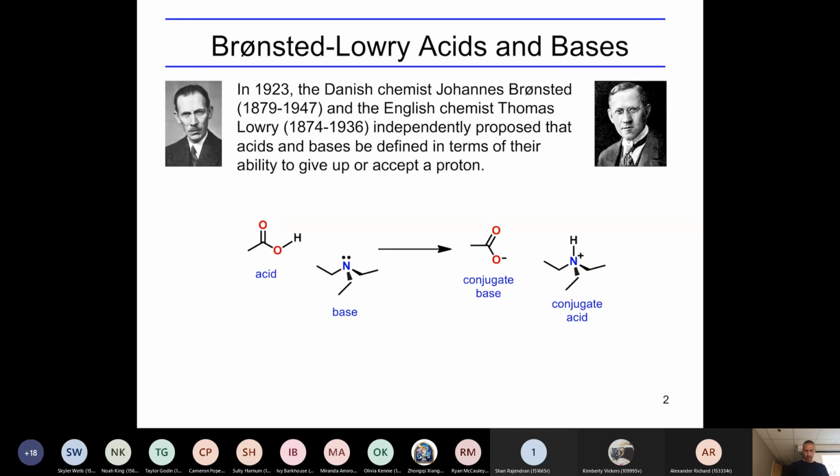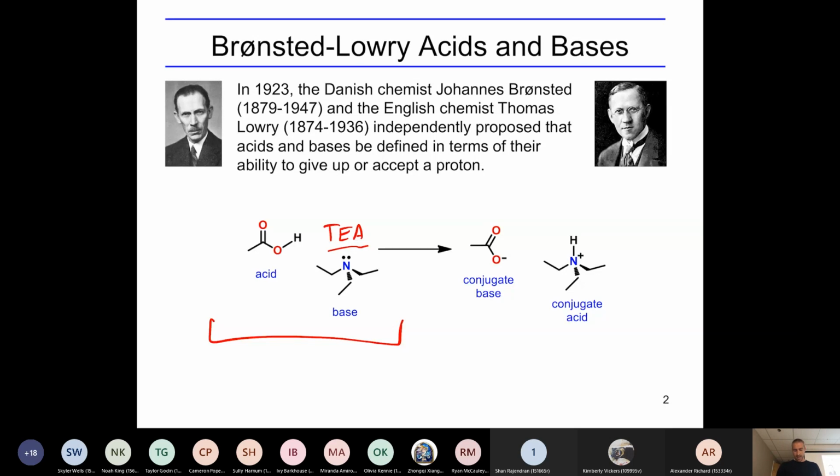I have an example here of an acid. It's acetic acid, an organic acid. It's a carboxylic acid, isn't it? And it's reacting with a base, in this case also an organic base. This is an amine, triethylamine. We call this guy TEA, but it's not the kind of tea you want to drink.